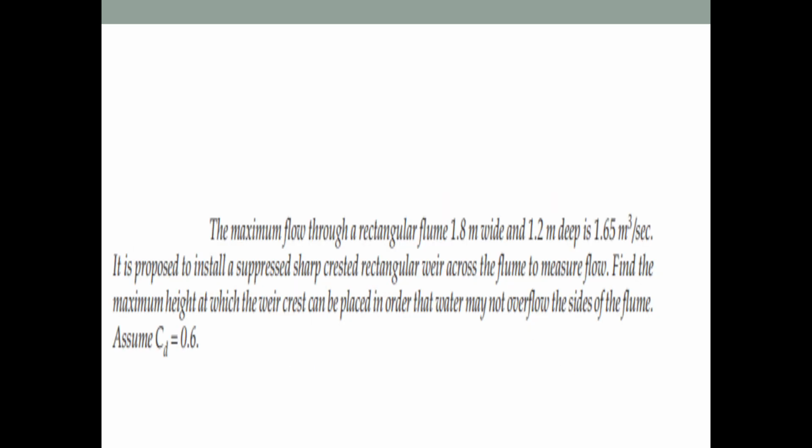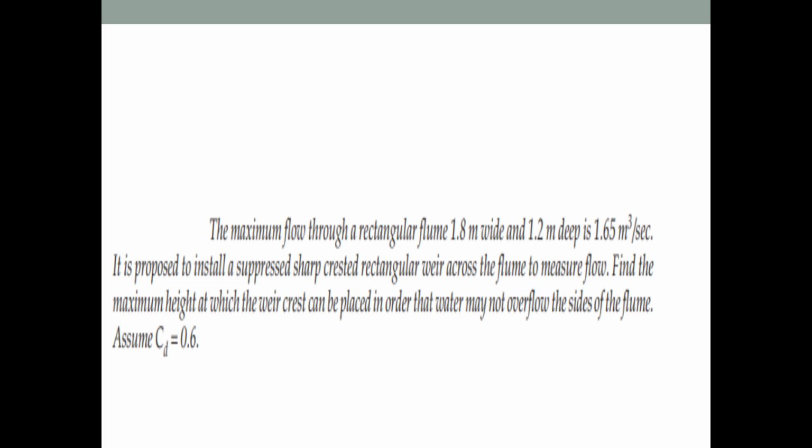Now I am reading it. This is a more complex problem compared with the previous one, so I am reading it slowly. The maximum flow through a rectangular flume 1.8 meter wide and 1.2 meter deep is 1.65 meter cubed per second. It is proposed to install a suppressed sharp crested rectangular weir across the flume to measure the flow. Find the maximum height at which the weir crest can be placed so that the water may not overflow the sides of the flume. Assume the coefficient of discharge CD is equal to 0.6.